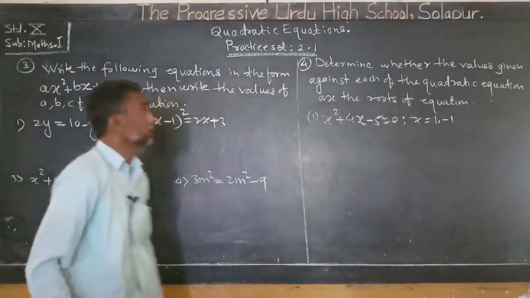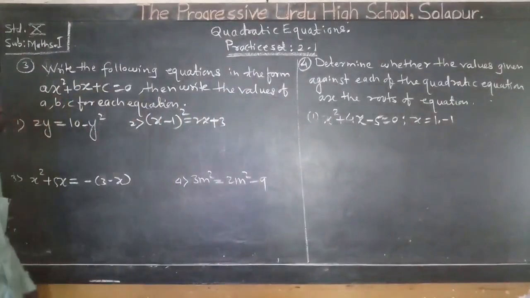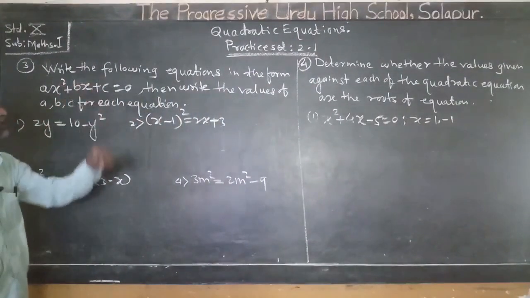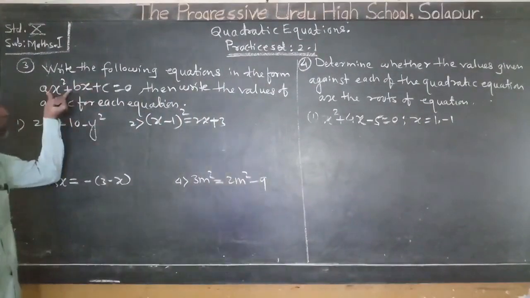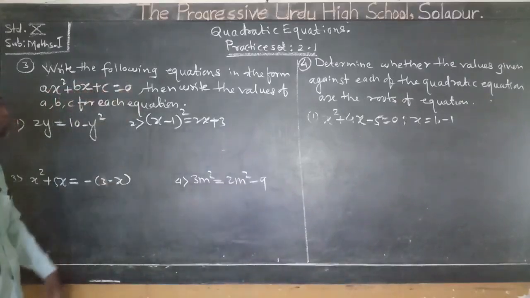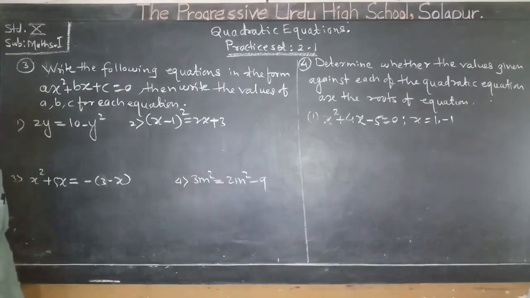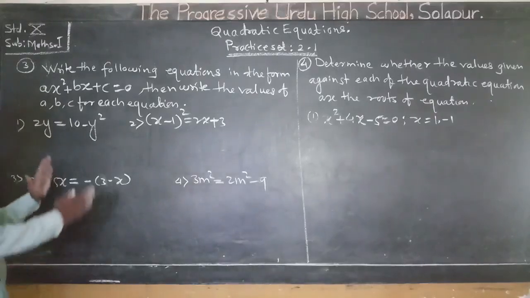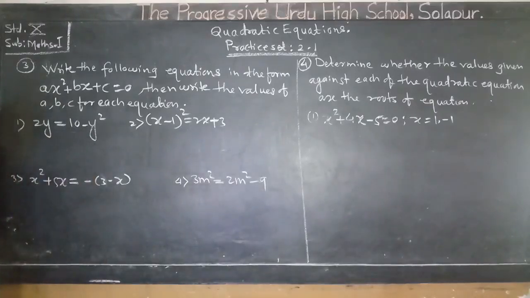Now, third example, which I have written on the blackboard. Write the following equations in the form ax square plus bx plus c equal to 0. Then write the values of a, b, c for each equation. So here quadratic equations are given which are not in the standard form. First we have to write in the standard form ax square plus bx plus c equal to 0. How to write? Look at the blackboard.